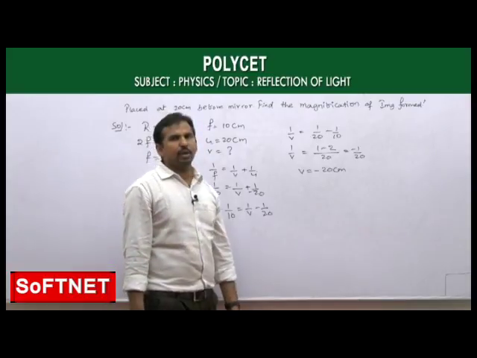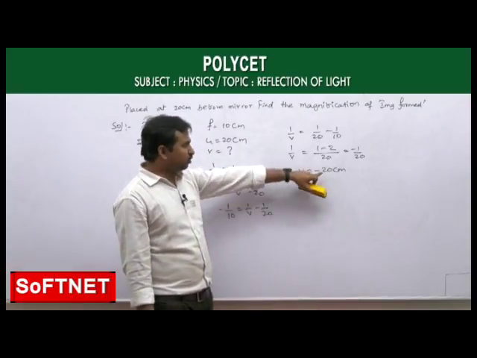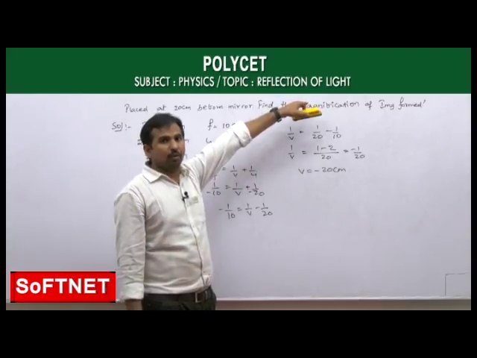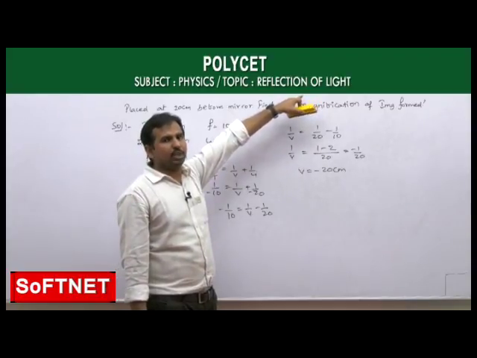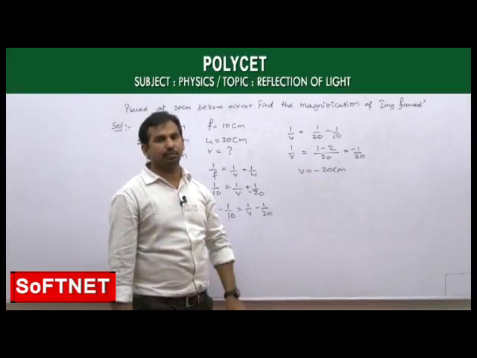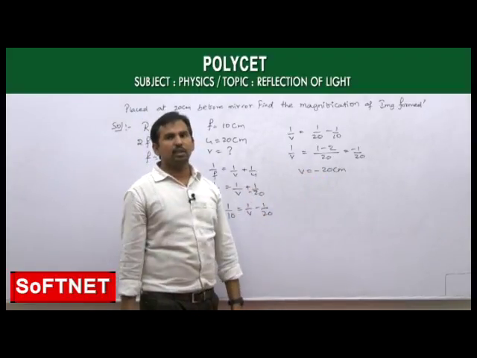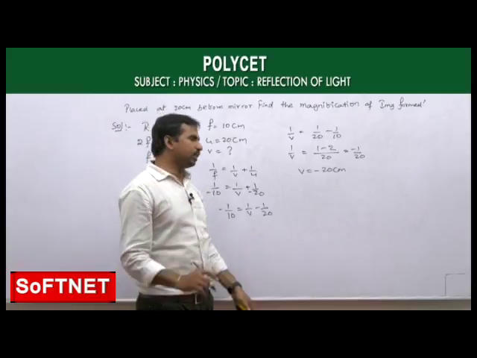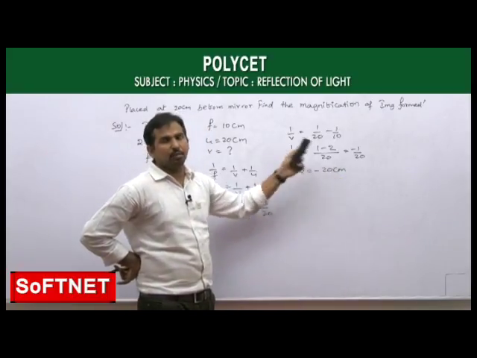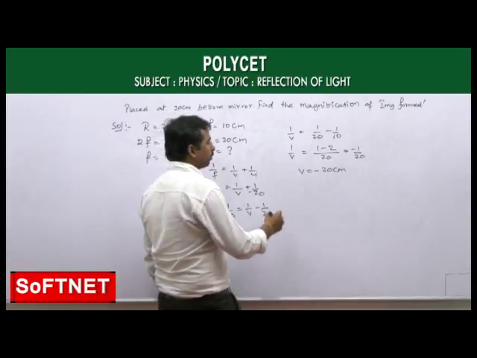As v is equal to minus 20 centimeters, the 20 centimeters is nothing but our radius of curvature position. If you remember our ray diagram, if the object is placed at the center of curvature, the image is also formed exactly at the center of curvature. That's why we got 20 centimeters here. And not only that, v is negative, which means the image is formed again before the mirror.